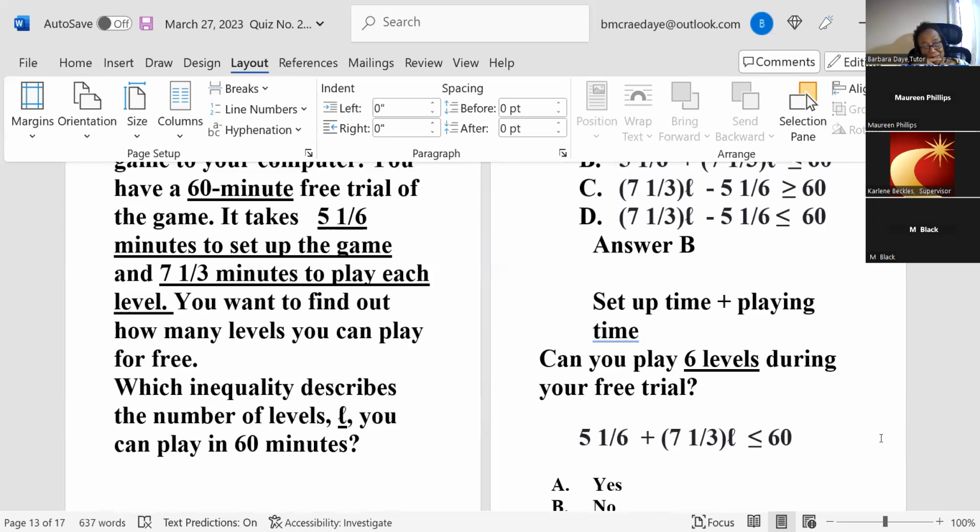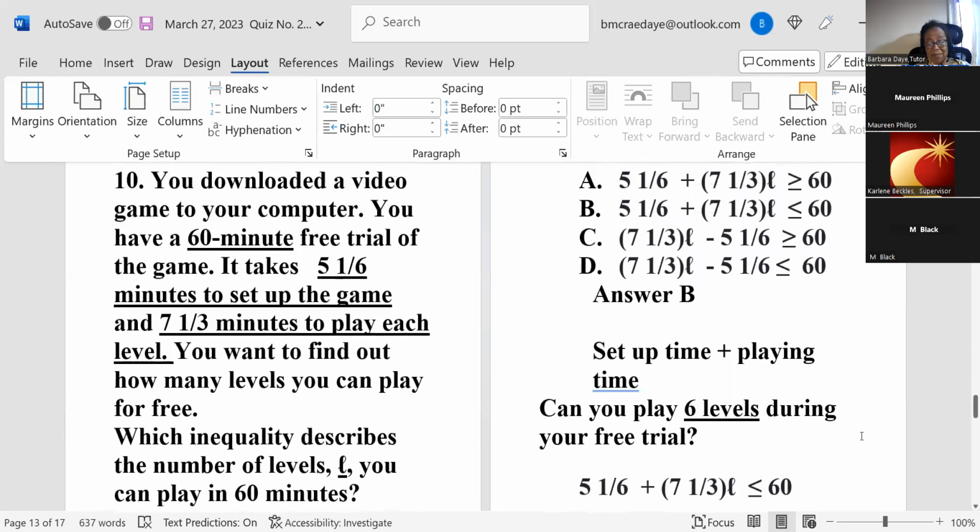Got it? Well, that's what I was saying. Now you show me how you work it out so that I get a better understanding. Yes, you have to substitute in whatever levels they give you for the L. Multiply it out, add it to the fixed setup. And if it's less than or equal to 60, the answer is yes. If it's greater than the 60, then the answer is no.